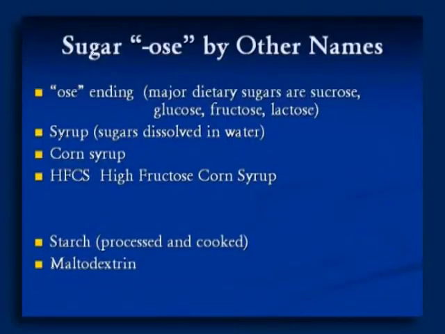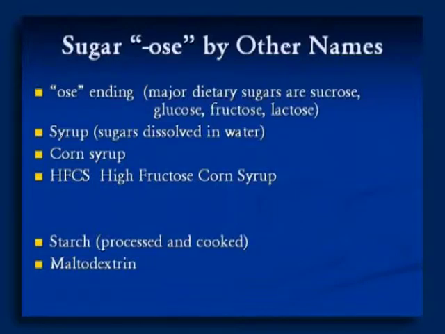Sugar. I really should say sugars by other names. When we say sugar, we're talking generally about the old Domino sugar cube, sucrose sugar. But there are other names. If you look on food labels or packages, sometimes the OSE ending, our major dietary sugars are glucose, fructose, sucrose, lactose. Sucrose is ordinary table sugar, lactose is milk sugar, and glucose and fructose. You'll see those also.